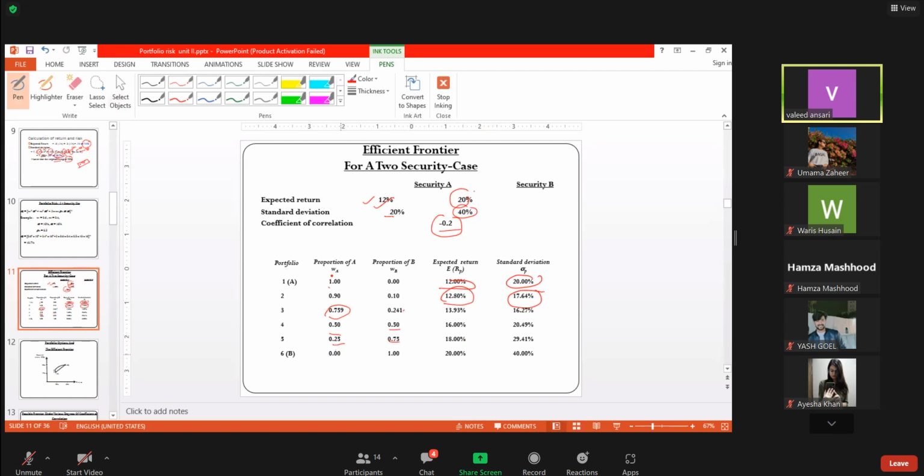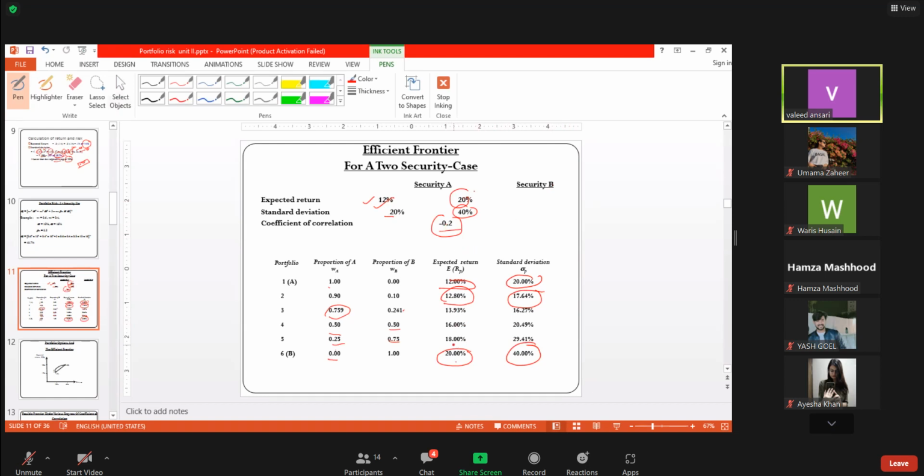And at the other extreme, there are two extremes. One is that the entire amount is spent in security A, and the other is that the entire amount is spent in security B. Naturally, if the entire amount is spent in security B, 20% is the return of the other security, and 40% will be the risk of that security. The first one is 12%. And in between, in a portfolio, you combine two securities, not that you make the investment in just one. So based on this, it has been calculated.